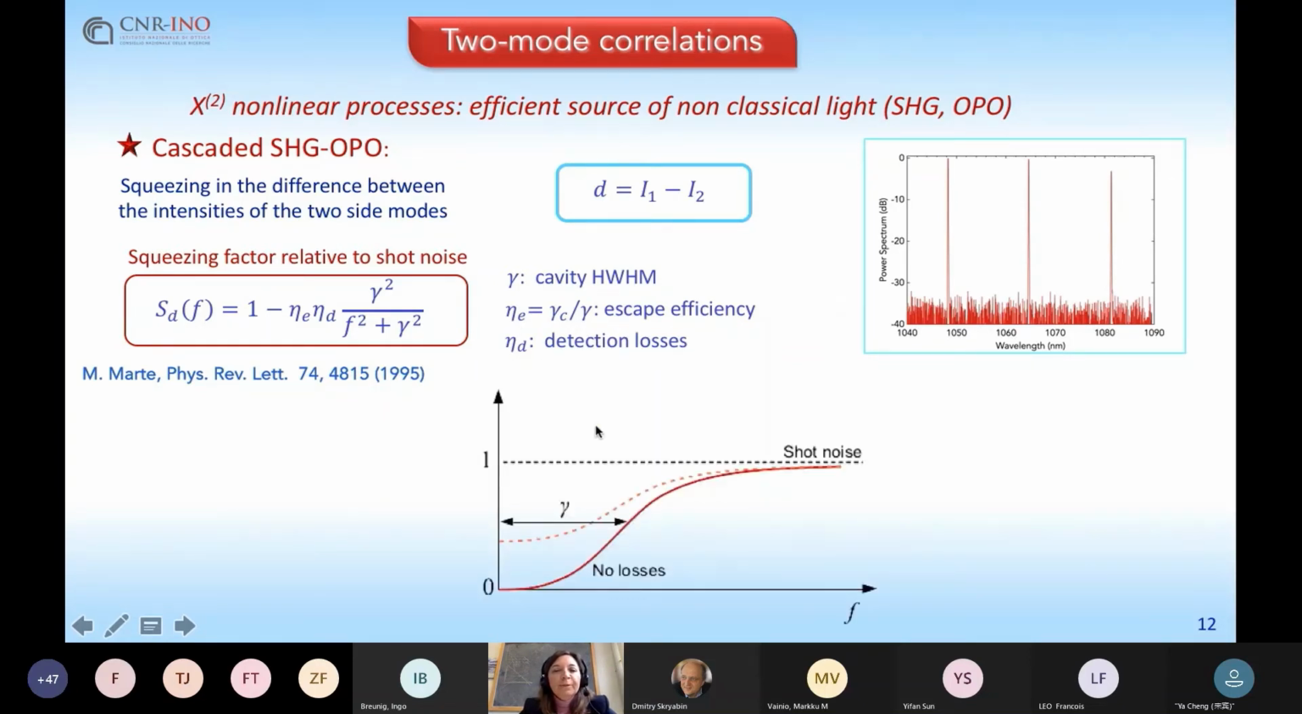From this plot, we can see that when we consider the noise spectrum of the intensity difference, it has a reduction with respect to the shot noise for frequencies inside the cavity bandwidth. In particular, we have a perfect quantum noise suppression at zero frequency, while we have a finite noise suppression when losses are present in the system. And for frequencies higher than the cavity bandwidth, we reach the shot noise limit.